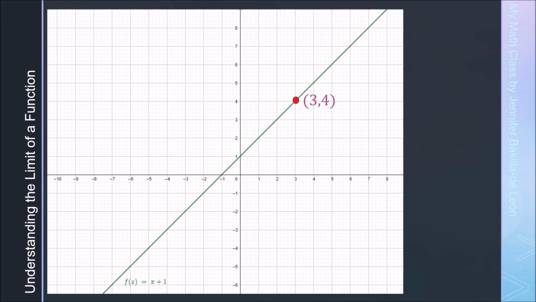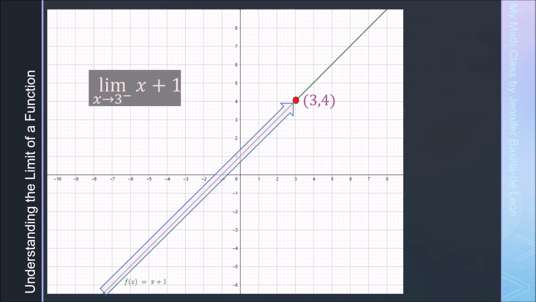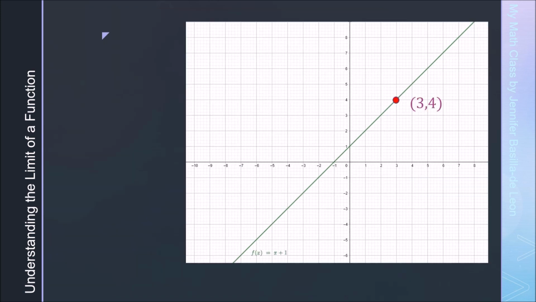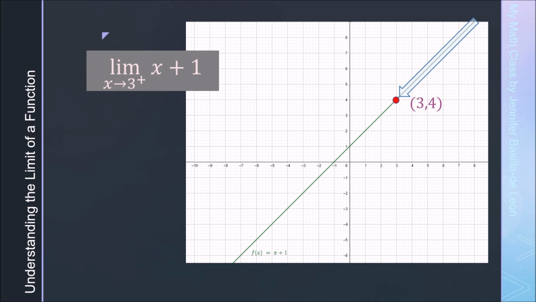Take a look at the arrow as x approaches 3 from the left. The function f of x approaches 4. In symbols, this is the limit of x plus 1 as x approaches 3 from the left equals 4. On the other hand, as x approaches 3 from the right, take note that the function also approaches 4. In symbols, we have the limit of x plus 1 as x approaches 3 from the right is 4.